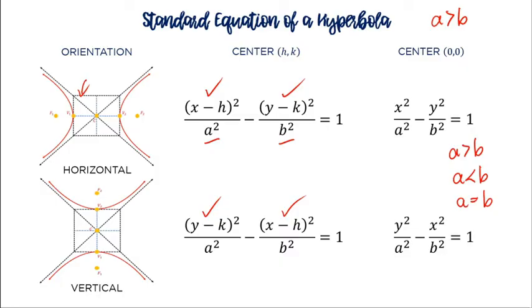And take note, a rectangle could be horizontal, meaning pahiga, vertical meaning patayo, or a square meaning the dimensions are equal. Okay, so that's why A could be greater than, less than, or equal to B.